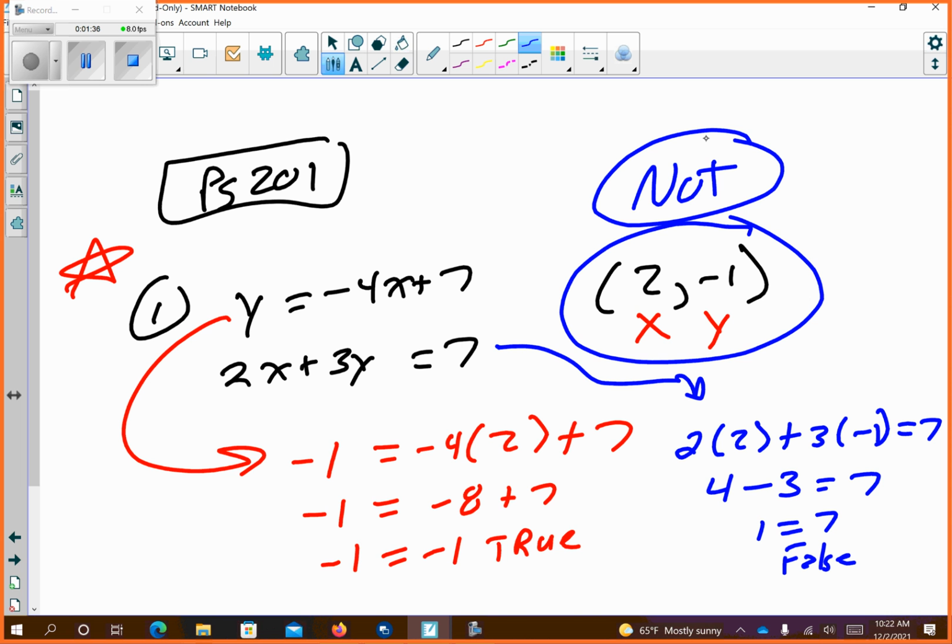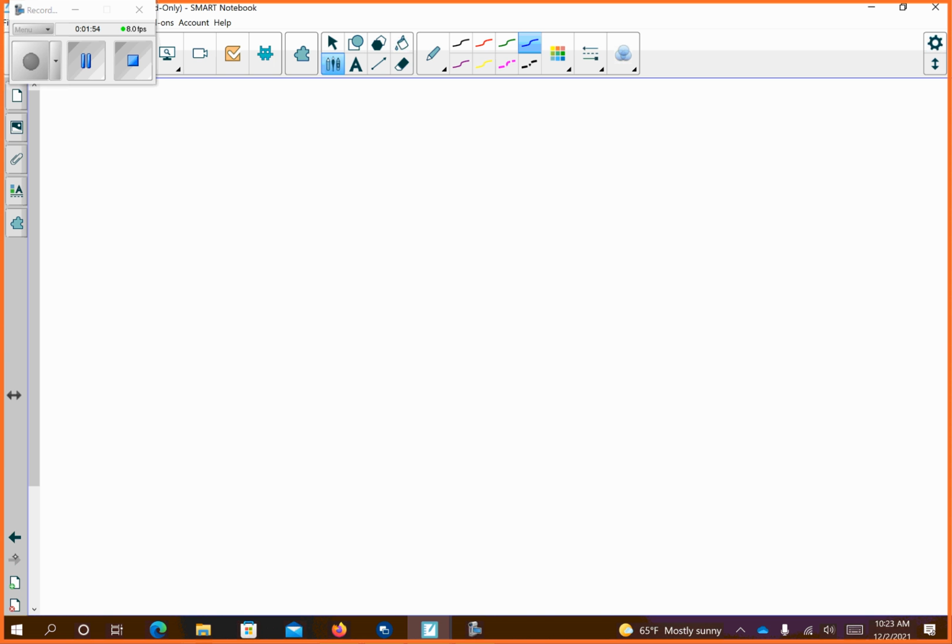On this type of problem, I would expect to see work done. Don't just circle yes or no. If you circle yes or no and there's no work shown, I will not give you credit for that. It's pretty easy to get the points. And then we did number 5 as well on page 201.